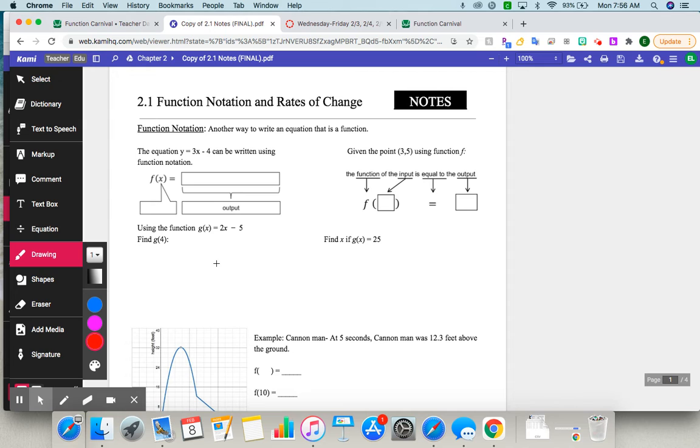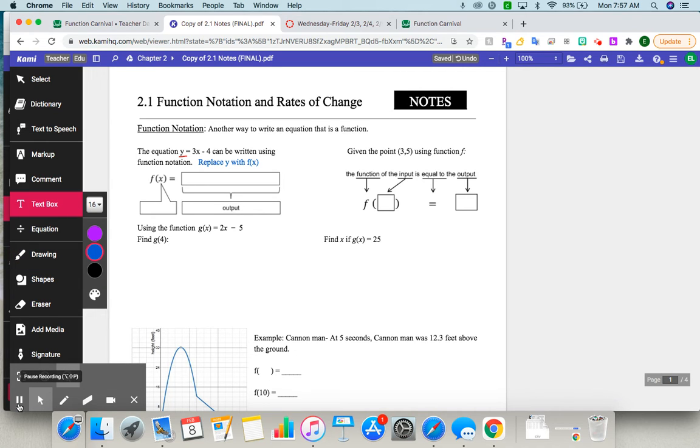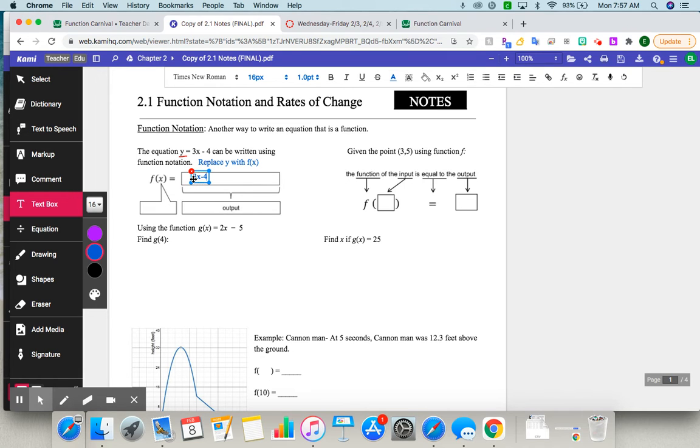So to put it simply, function notation is another way to write an equation that is a function. In this example, the equation y equals 3x minus 4 can be written using function notation. So all we're doing to start is replacing y with f of x. In this case, the f does not represent a variable. It actually represents what we are naming the function. So in this case, our function's name is function f. I can really use any letter to name my function itself. So f of x equals 3x minus 4.